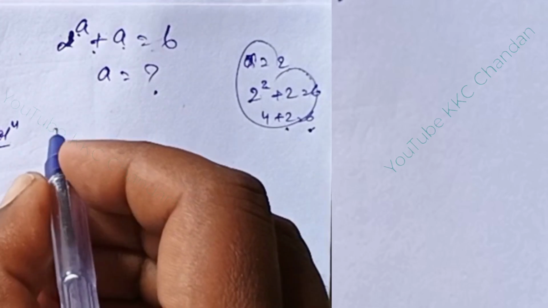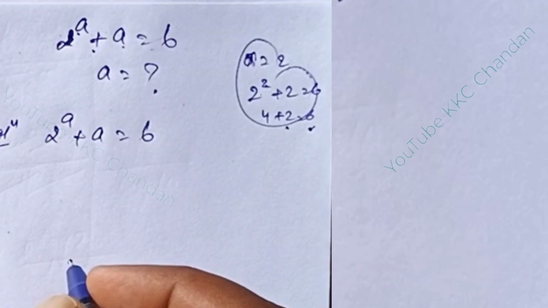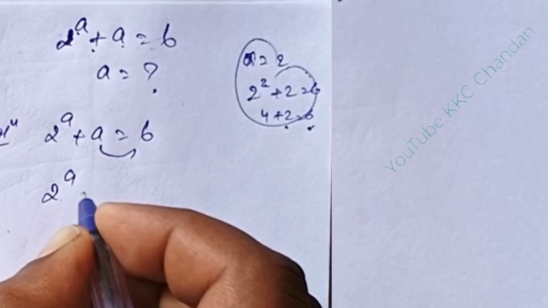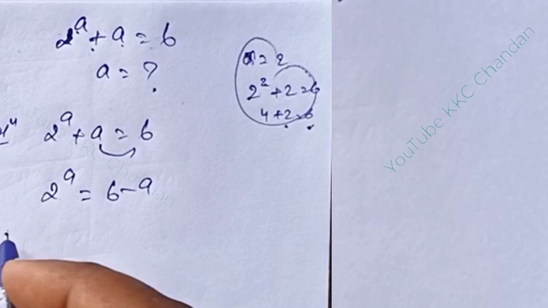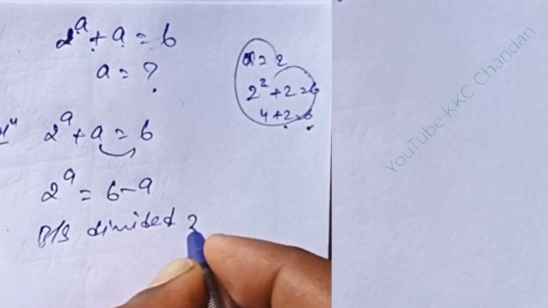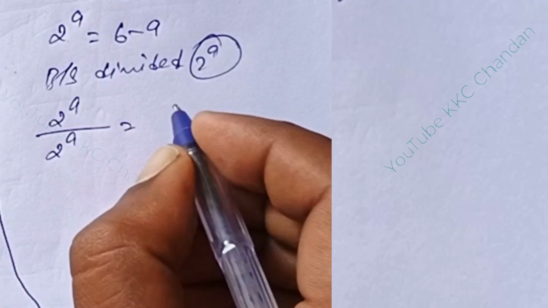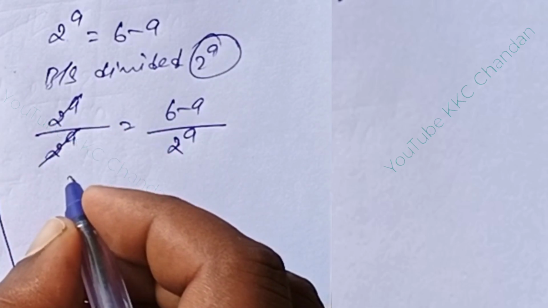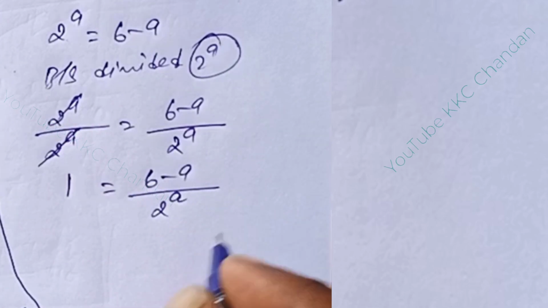First of all, according to the question, 2 power a plus a is equal to 6. In the next step, this a comes to this side, which means 2 power a is equal to 6 minus a. In the next step, divide both sides by 2 power a. 2 power a divided by 2 power a is equal to 6 minus a divided by 2 power a. Here it cancels, and 1 is equal to 6 minus a divided by 2 power a.